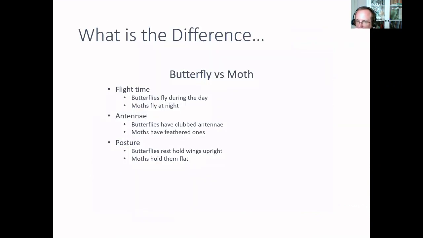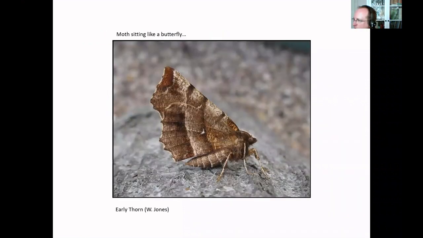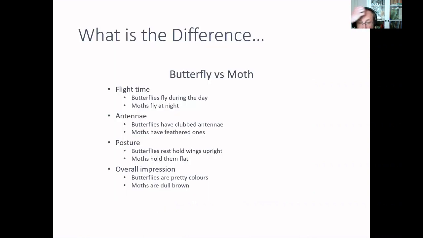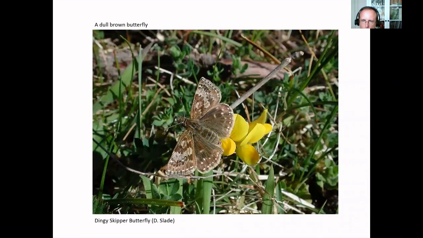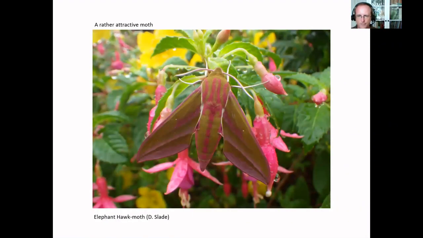Anyway, the next fallacy about the difference between butterflies and moths: moths hold their wings flat across their bodies, and butterflies sit with their wings held above them. Clearly nonsense. That's definitely a moth. Okay, it's got feathery antennae, but we're talking about posture here. So that's an early thorn sitting like a butterfly, allegedly. And the final one is that butterflies are pretty and moths are boring and brown. Well, there's a boring brown butterfly for you, and a rather attractive moth. So that's all just nonsense.